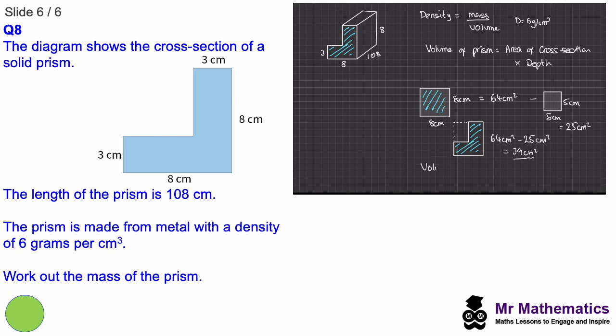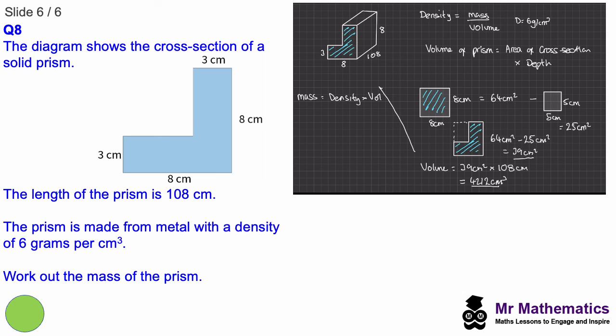So now we can use this cross-sectional area to work out the volume. So the volume will be the 39 centimetres squared multiplied by the depth of 108 centimetres. We can work this out on our calculators and we get 4,212 centimetres cubed. So now I'm going to move up here and we can work out the mass as the density multiplied by the volume.